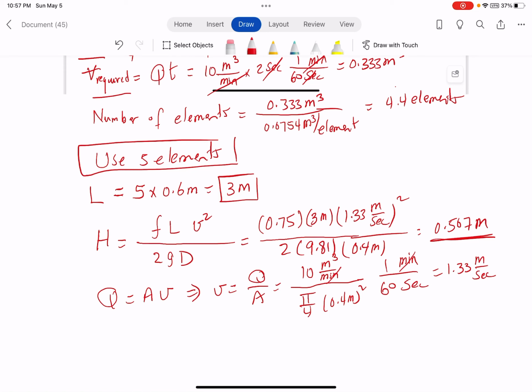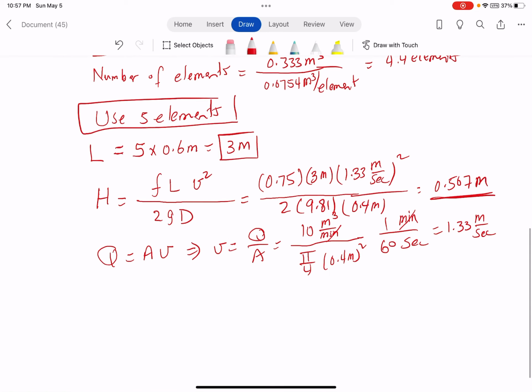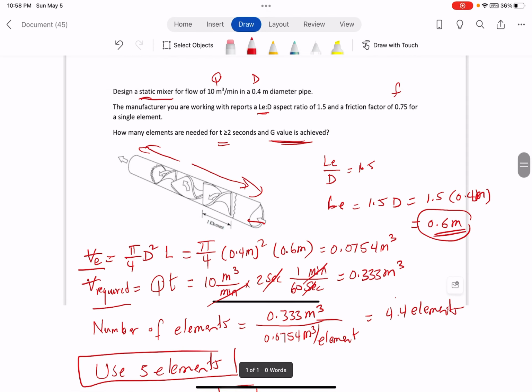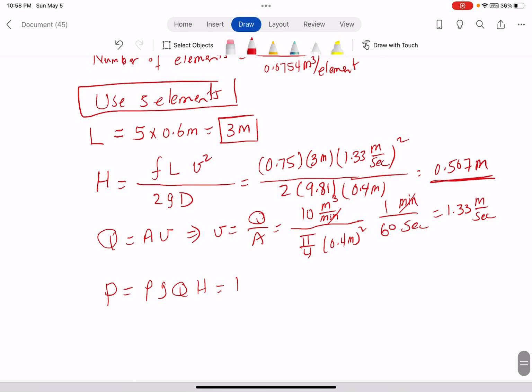Now we need that head loss to find the power. From the notes, the power for the static mixer is rho g Q H. The temperature is not given here, so I'm going to assume normal temperature. So the density is 1000 kilograms per meter cubed, times 9.81 gravity constant, times Q, 10 meter cubed per minute, times the head loss, 0.507 meter. The power will be in watts.